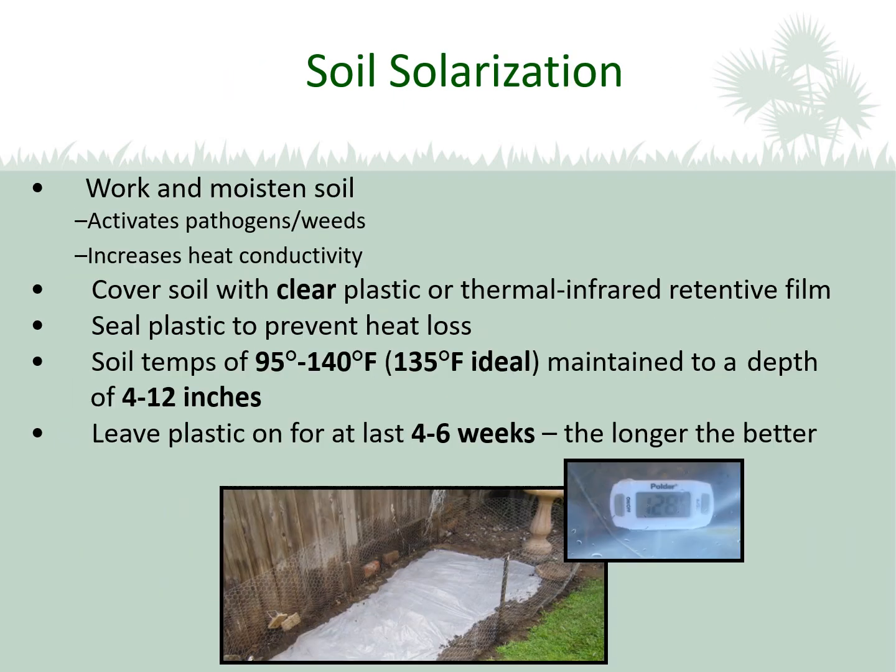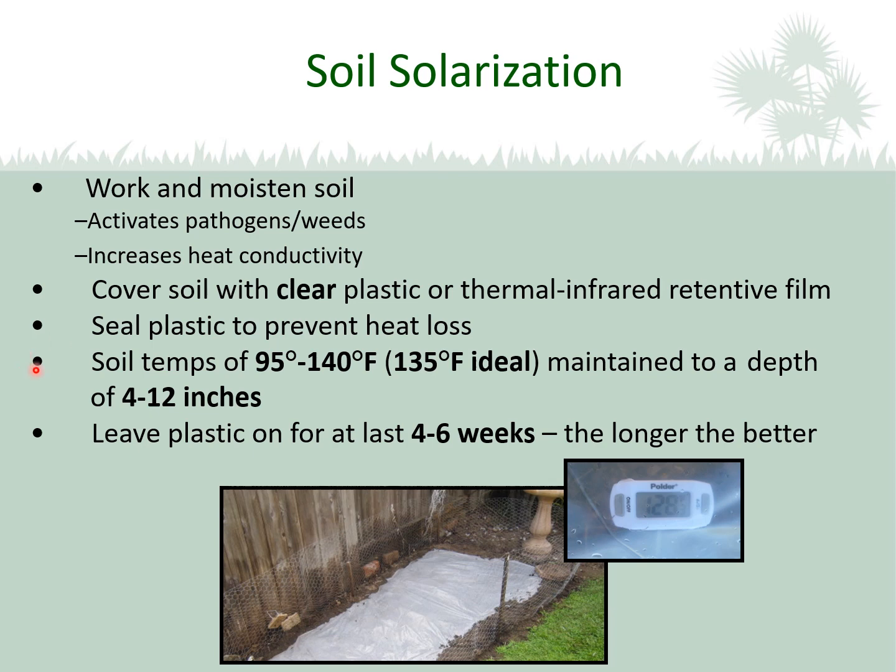So let's look at soil solarization. What we're going to do is work and moisten a patch of soil. This activates the pathogens and weeds and also increases heat conductivity. Then we're going to cover that patch of soil with clear plastic or thermal infrared retentive film. We're going to seal the plastic on the soil to prevent heat loss.